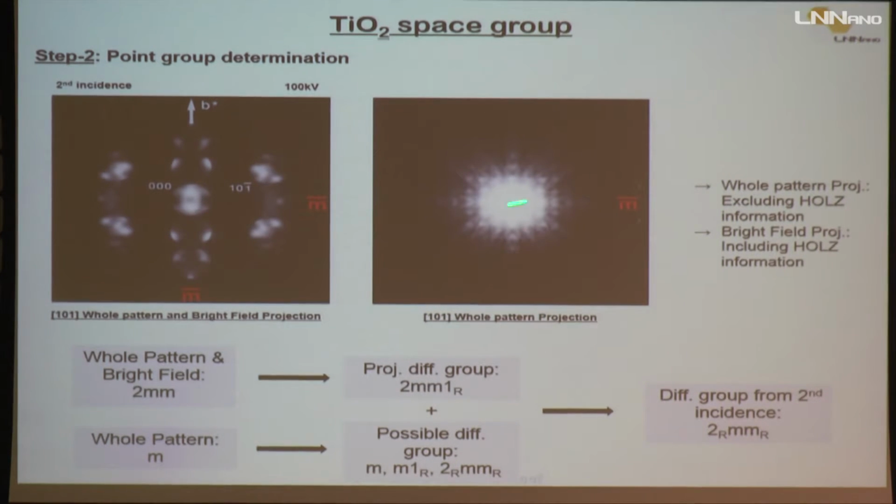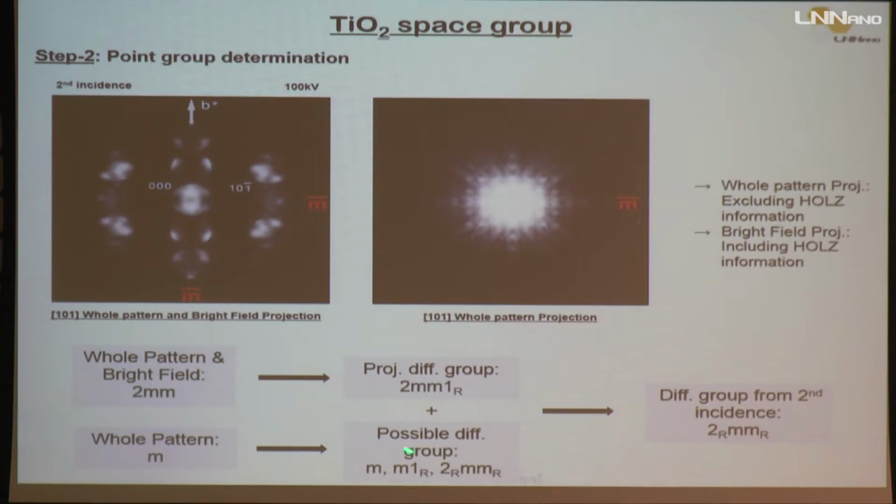And here I can see again from the whole pattern that there is 1 mirror existing. Oh, sorry, this is the one. Based on this information, 2mm, I can extract the diffraction group as 2mm1R. And in the low camera length image of a CBED pattern, I can get this as one mirror. Of course, the contrast is not really good. If you have Digital Micrograph, we can enhance the contrast, and you can see there is only one mirror in this image.